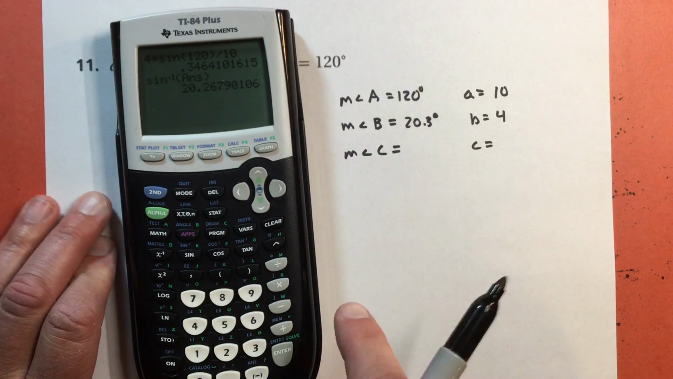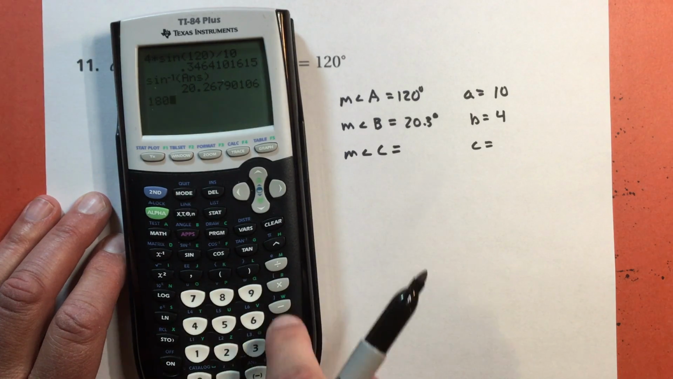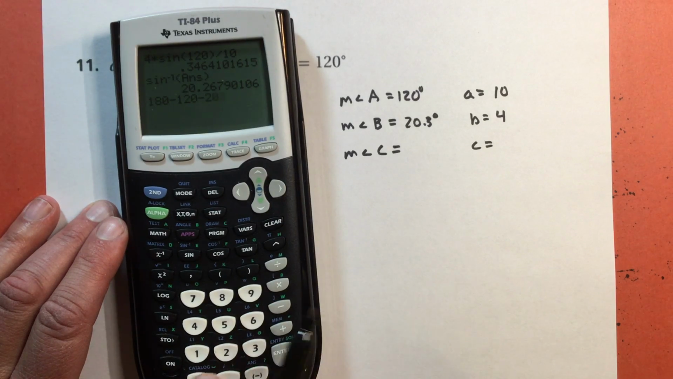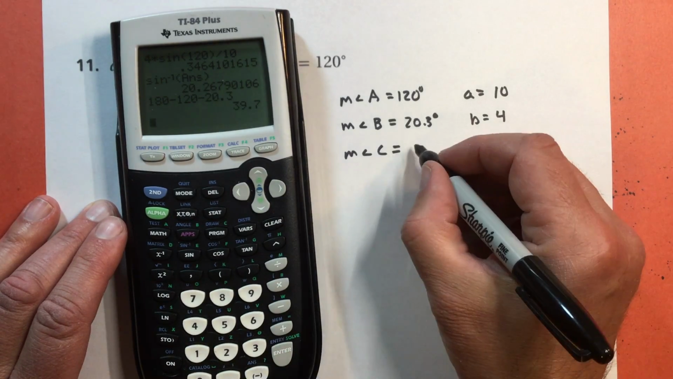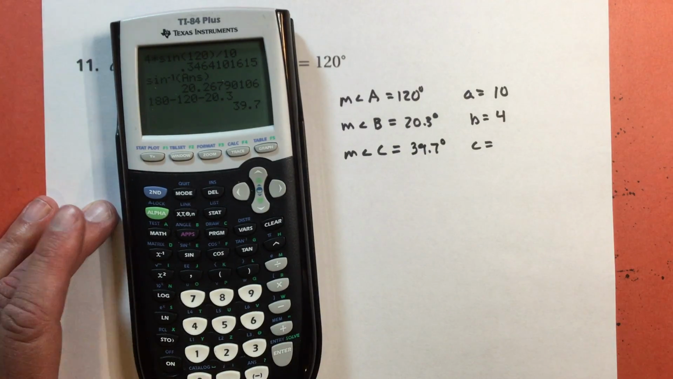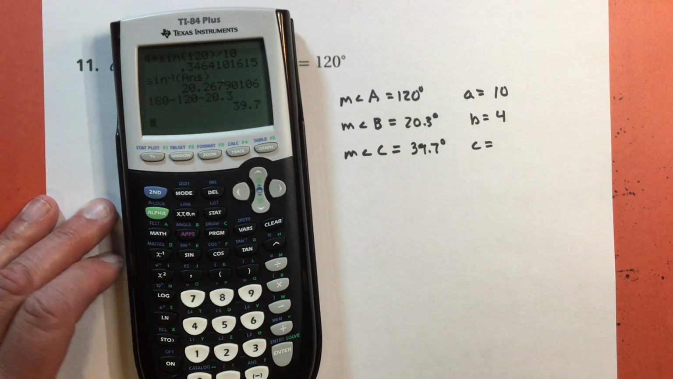All right, so now, and again, I'm going to compound my error because I'm using that rounded value. I'm going to take 180, subtract 120, which is 60, by the way, and I'm going to subtract 20.3. My last angle is 39.7. It's probably 39.7 something, something, something, but it's okay.